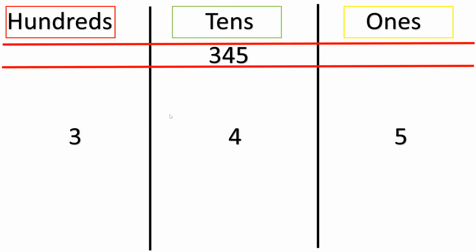Let's try it again. 789. We have 3 numbers. So let's remember that the number at the end is always our ones. So we have 9 ones. The number in the middle is our tens, so we have 8 tens. And the number in the front is 7, so we have 700. So we have 789.